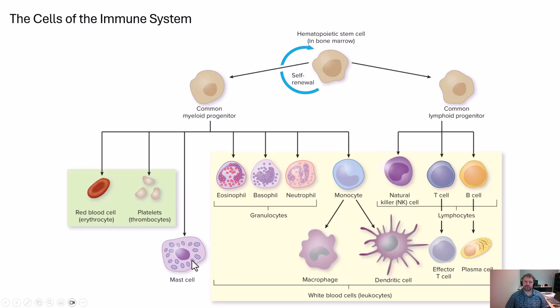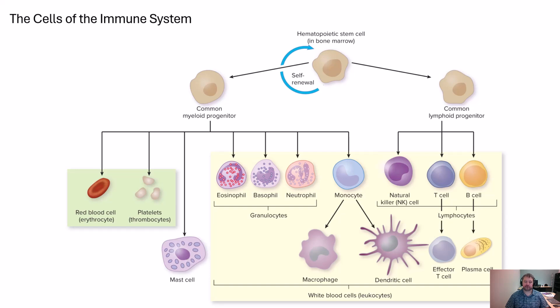Sometimes mast cells are actually lumped under granulocytes. Mast cells are just like basophils. I'm not entirely sure which one evolved first, but it's pretty clear that one gave rise to the other, or vice versa. Mast cells are very similar to basophils, except mast cells don't occur in the bloodstream. They only occur in tissue.